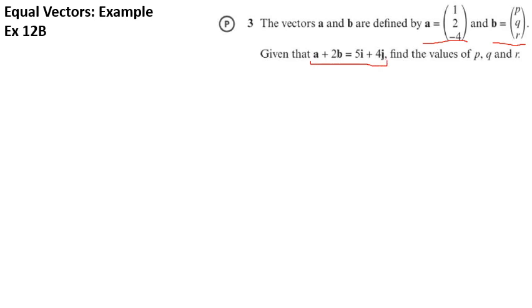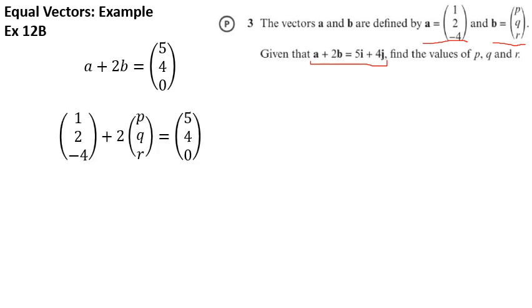It's worth noticing that on that second line, you could be forgiven for thinking that a and b were two-dimensional vectors, but in reality they're both three-dimensional vectors. So we have a plus 2b is equal to the vector 5i plus 4j. In reality, I'm writing that in column form, so I'm making it explicit: 5i plus 4j plus 0k. Then we're going to write out the values of a and b.